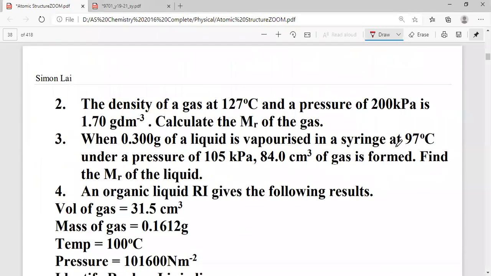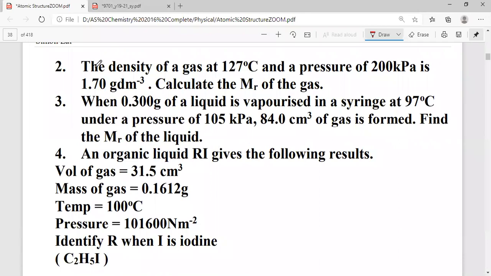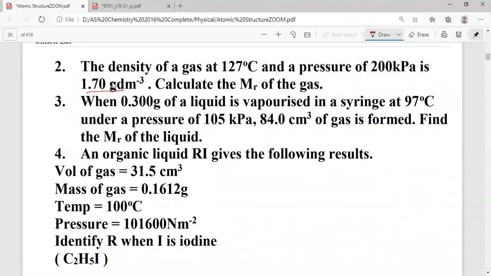So now the next one is a bit different. The density of a gas at 127 degrees centigrade and the pressure of this one is how many grams per dm cube. So no volume is given. So what you do? Very simple. Use your brain a bit. Here's density. Density is mass over volume, is it? So I draw first here. No space. I'll draw the thing here.